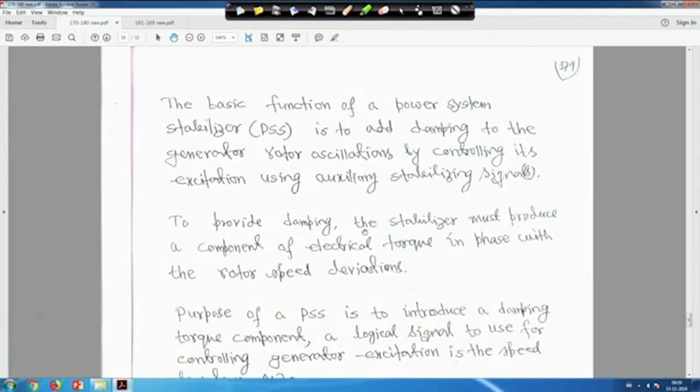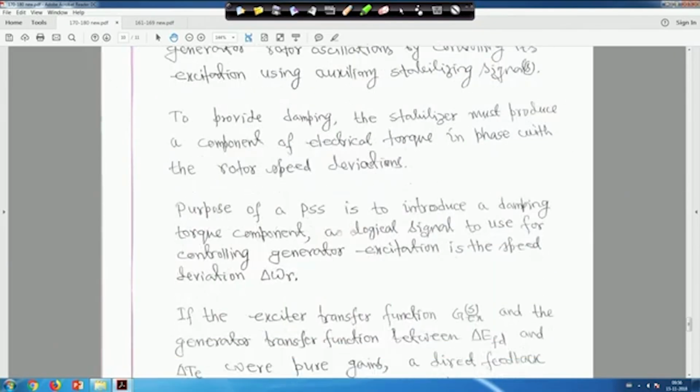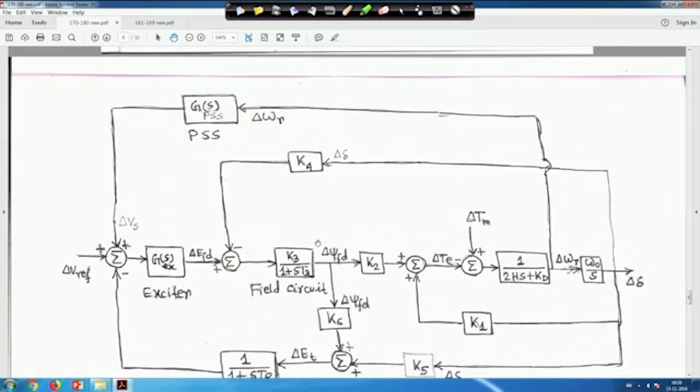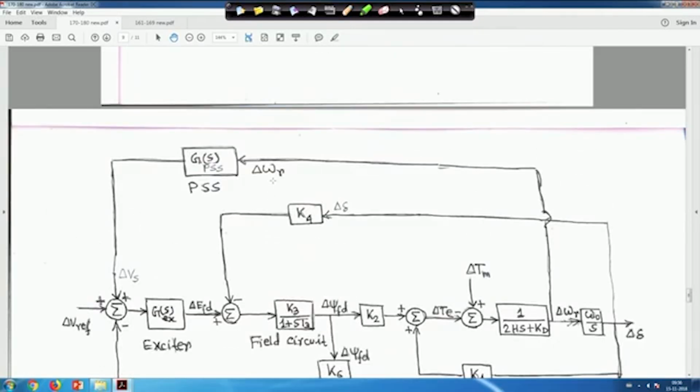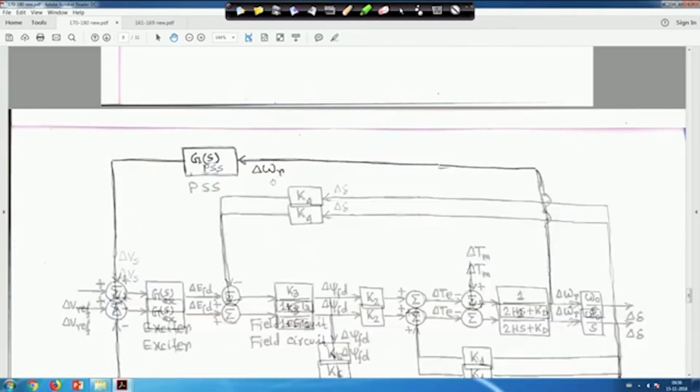Now, to provide damping, the stabilizer must produce a component of electrical torque in phase with the rotor speed deviation. This we have to see. The purpose of a PSS is to introduce a damping torque component. A logical signal to use for controlling generator excitation is the speed deviation, that is delta omega r. So, the input to this stabilizer we have taken as delta omega r.